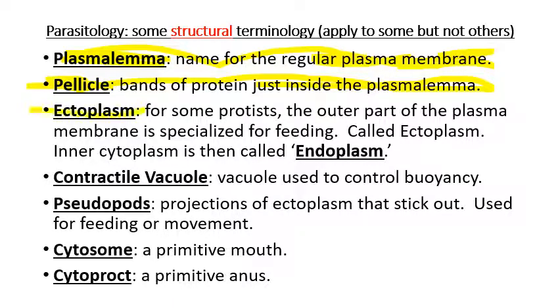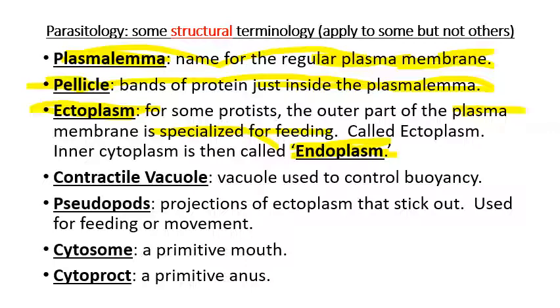Some organisms, particularly the amoeba, have something called an ectoplasm. An ectoplasm means the outer part of the plasma membrane of the cell, which is usually specialized for feeding. So it's kind of rough and sticky, and it is used to envelop usually bacteria. So amoeba, for instance, have an ectoplasm, and that's the name of the outer part of the plasma membrane, and the inner part is called the endoplasm. Right. And the ectoplasm is used by the amoeba to kind of wrap around bacteria and pull them in and then digest them through endocytosis, basically phagocytosis, essentially.